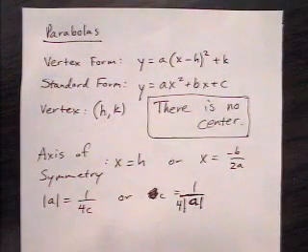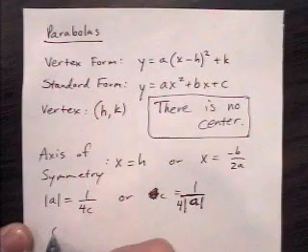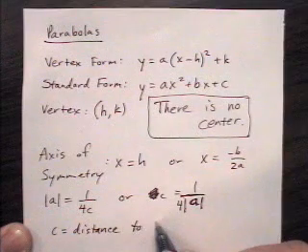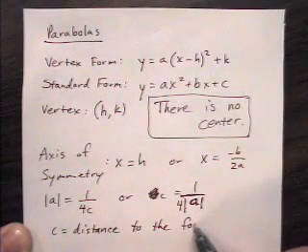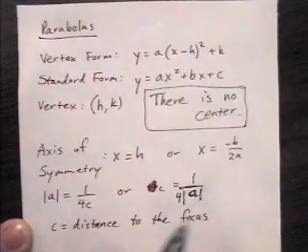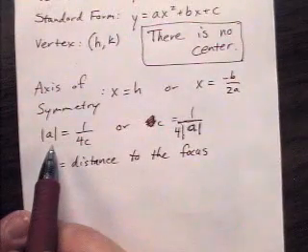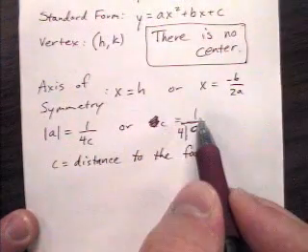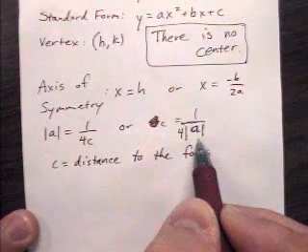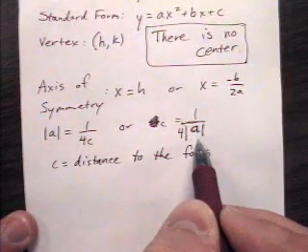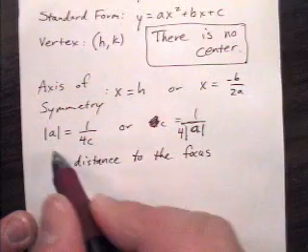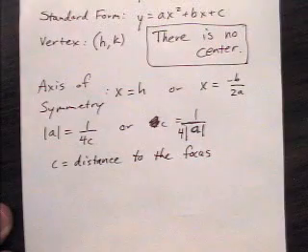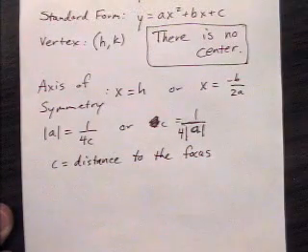Now, c, the distance to the focus, has a relationship with a. You can use it in either one of two ways. You can say the absolute value of a is equal to 1 over 4 times that distance, or you can find that distance by taking 1 over 4 times the absolute value of a. So either way, these two formulas are very useful depending on whether I have c and I'm trying to find a, or I have a and I'm trying to find c.